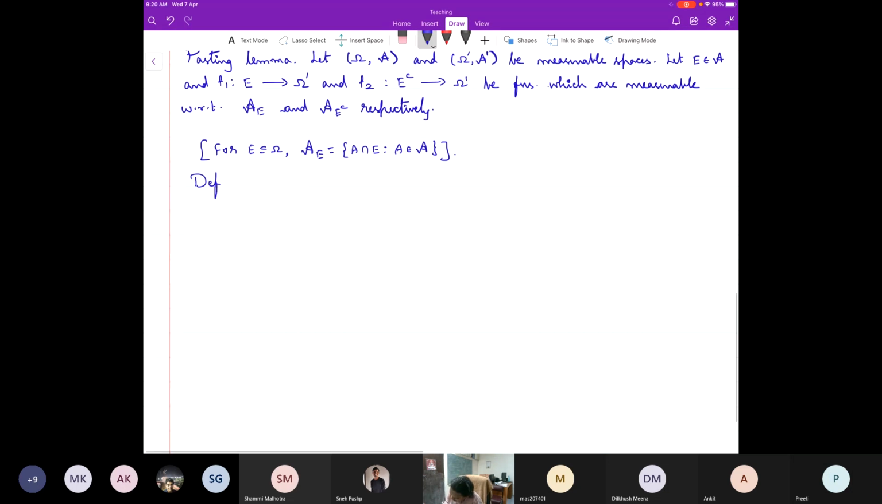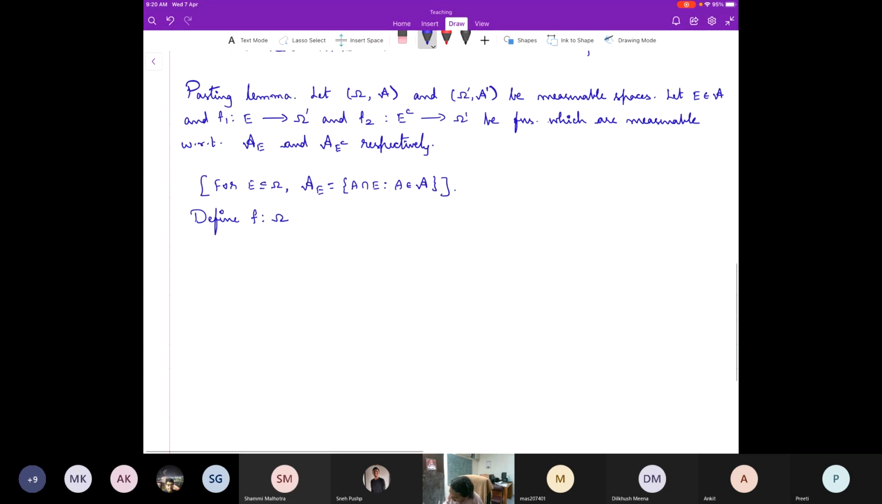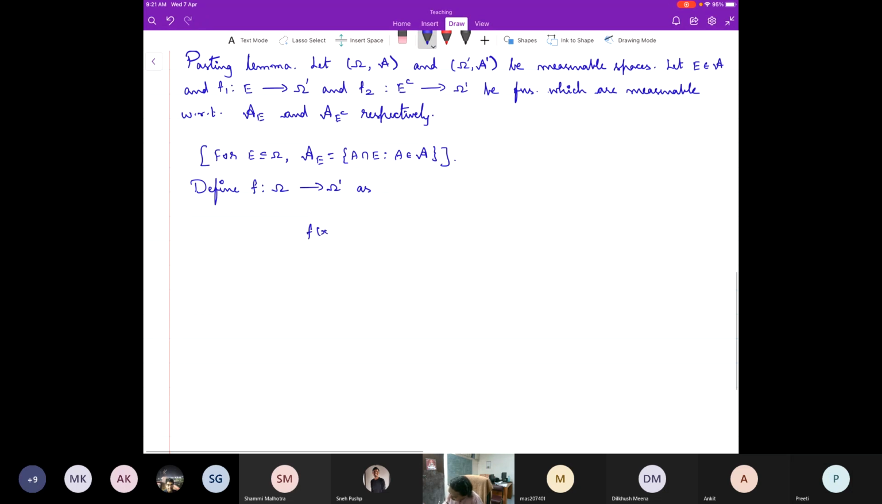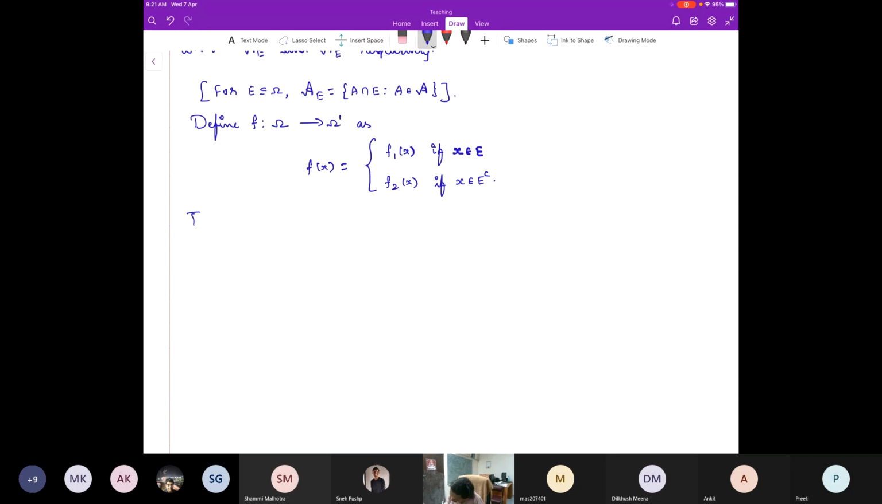Now define F from omega to omega dash as F(x) equal to F1(x) if x belongs to E, F2(x) if x belongs to E complement. Then F is measurable.